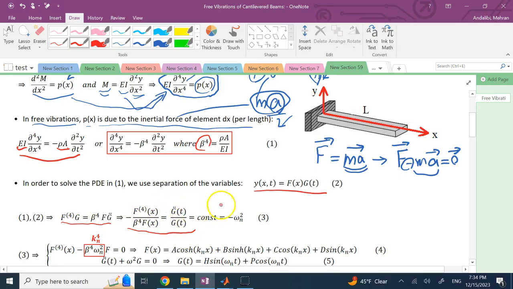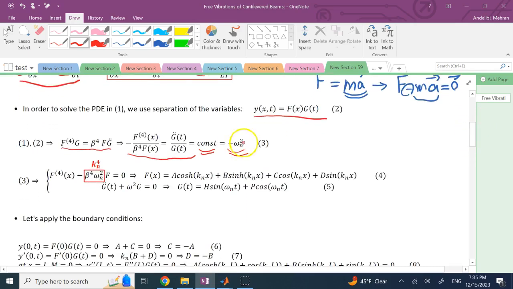And as we saw for the string, the only possible scenario is that both sides are equal to a constant. And again, as we saw, the constant has to be a negative number. We call that negative number negative omega n squared. Why? Because my g function is a harmonic function, and so the second derivative of that is negative the natural frequency squared times g. And so my g function is a harmonic function as expected.